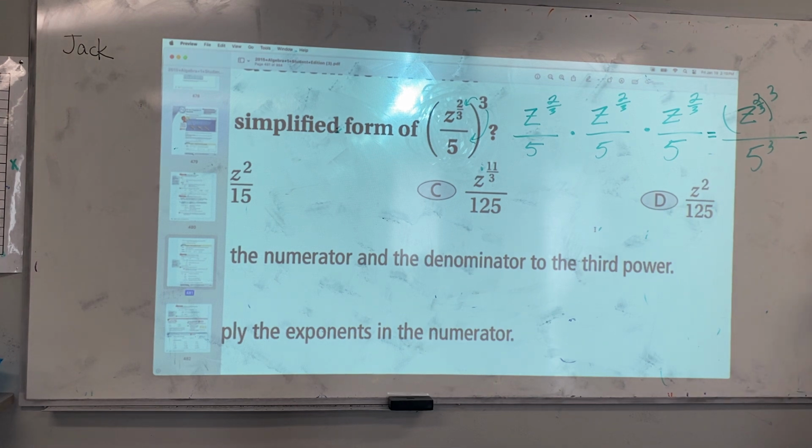So we can simplify. Let's do the denominator first because it's super easy. 5 times 5 times 5, or 5 cubed in your calculator, would be what? 125. And our numerator, what is the rule for this? You multiply the two exponents. Yeah. And then you get the 6 over 3, which reduces down to 2. Good? Great.